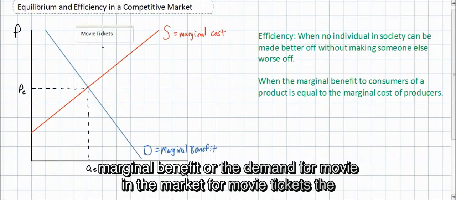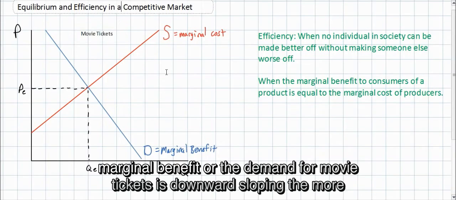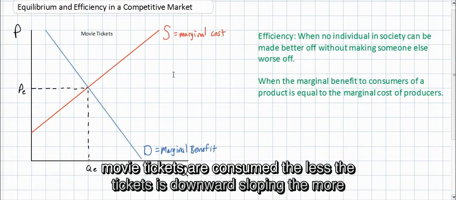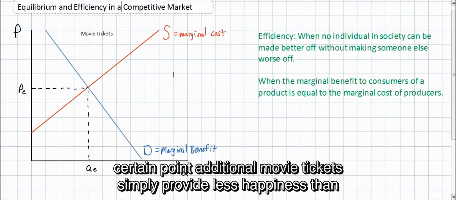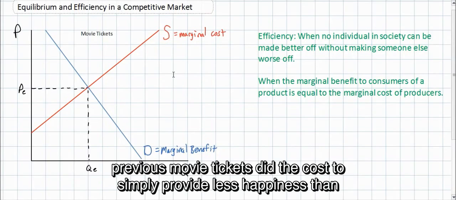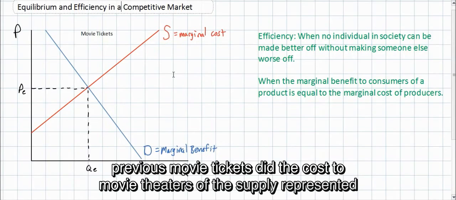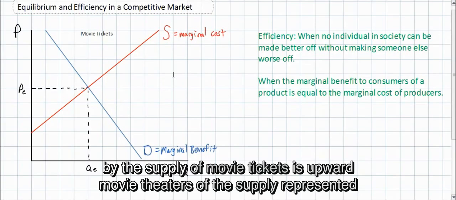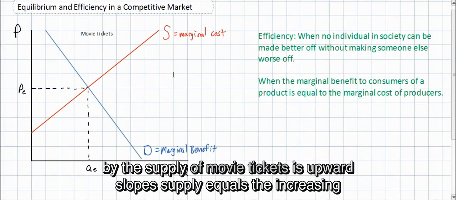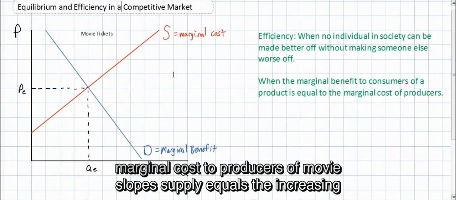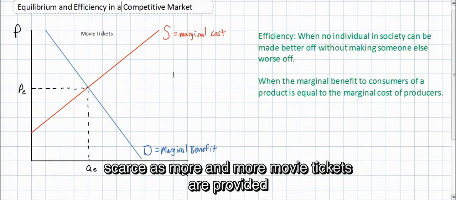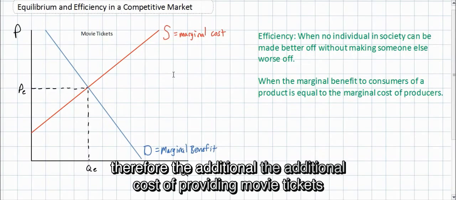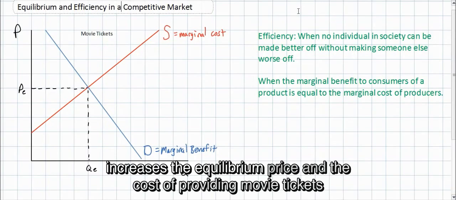As we can see in the market for movie tickets, the marginal benefit or the demand for movie tickets is downward sloping. The more movie tickets are consumed, the less the additional happiness enjoyed by consumers in this market, since at a certain point, additional movie tickets simply provide less happiness than previous movie tickets did. The cost to movie theaters, or the supply represented by the supply of movie tickets, is upward sloping. Supply equals the increasing marginal cost to producers of movie tickets. Society's resources become more scarce as more and more movie tickets are provided. Therefore, the additional cost of providing movie tickets increases.